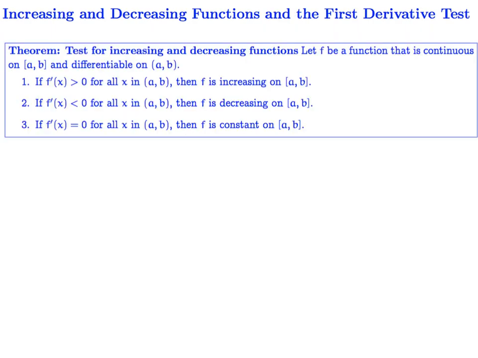Our first tool in this section is called the test for increasing and decreasing functions, which says if you have a function that's continuous, no breaks, and differentiable, no corners, then if the derivative is positive on that interval, f is increasing. If the derivative is negative, it's decreasing, and if the derivative is 0, then it's constant.